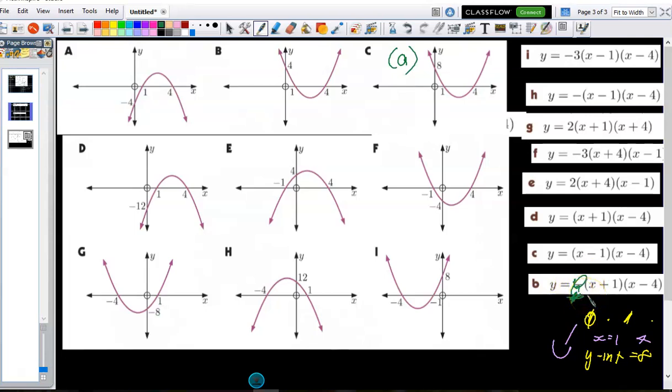It's a negative, so that means it will be concave. So that one's gone.